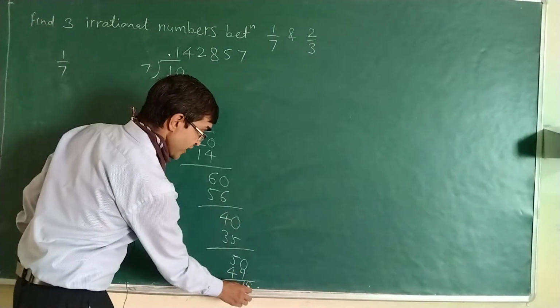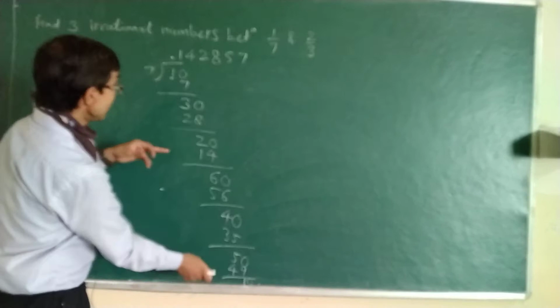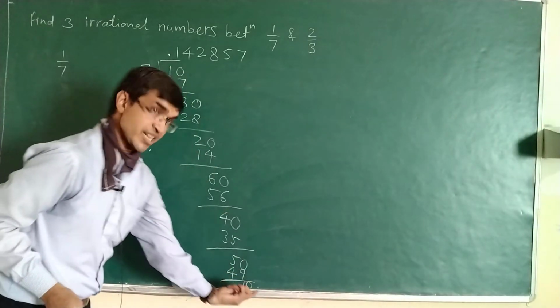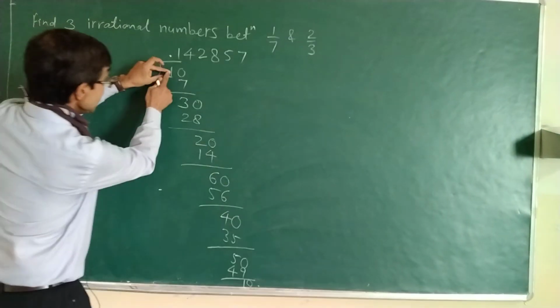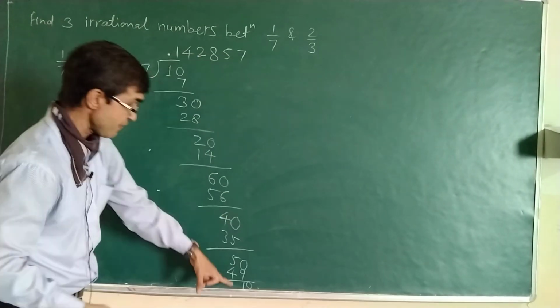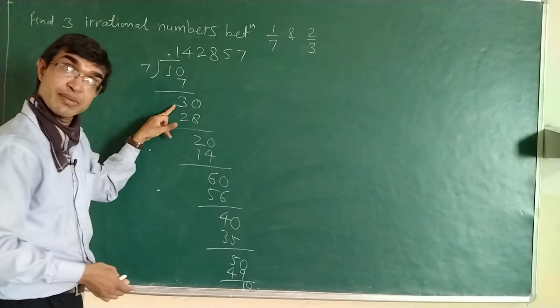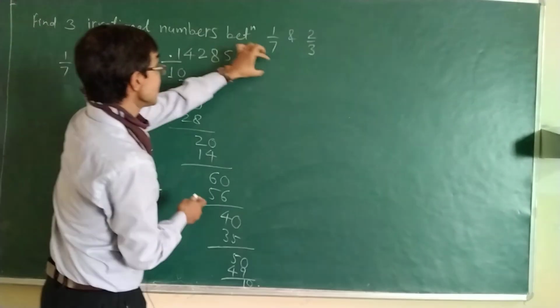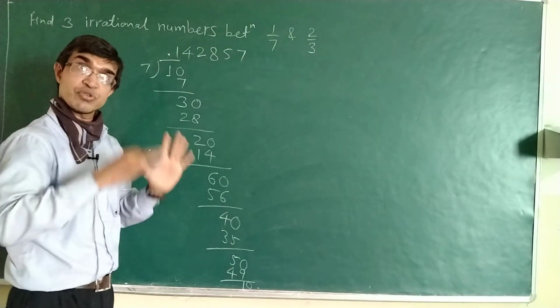Now again if we take 0, this is 10. Here it was 10. Here it is again 10. Means these digits will repeat again if you do this, because 7 ones are 7. Again remainder 3, the same as this. Means this set of digits is recurring up to infinite.